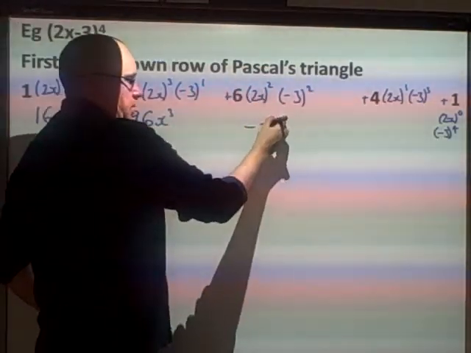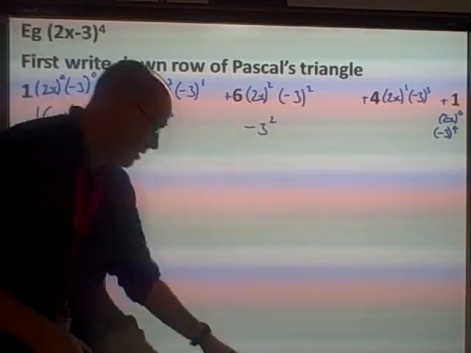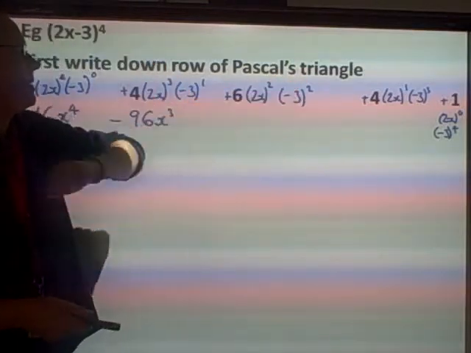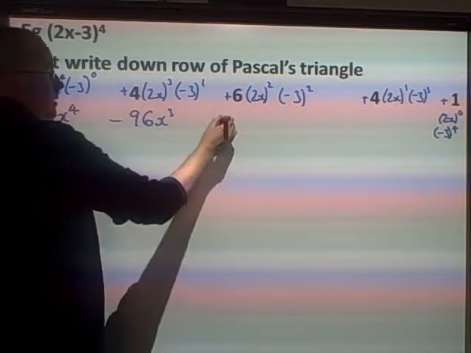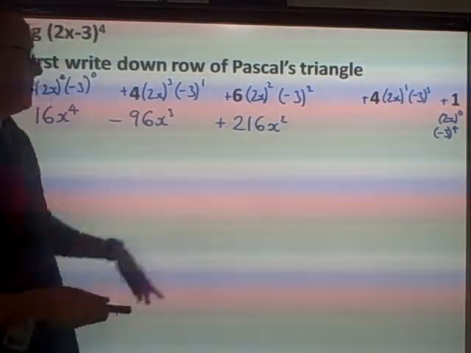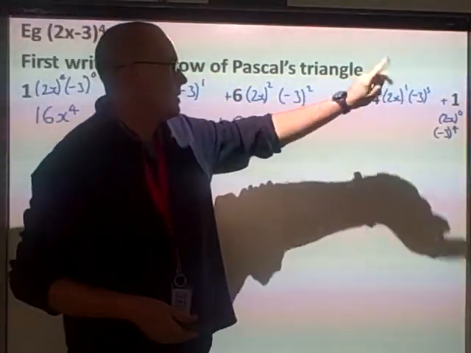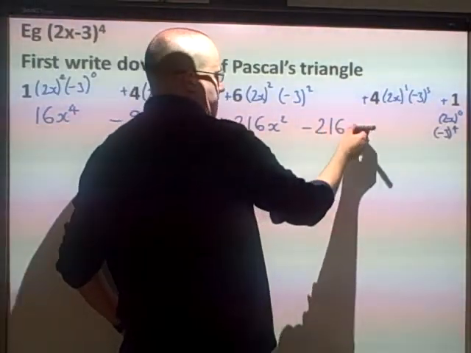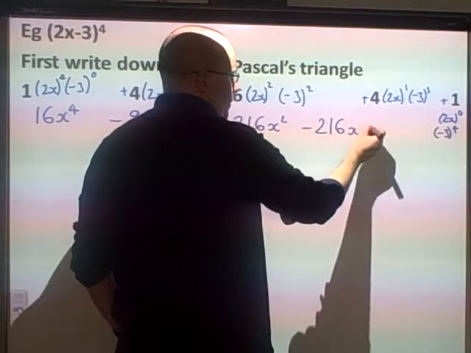If you put this, then it's going to do order of operations first and get 9 and then make it negative. So another good reason we put in parentheses around this. So negative 3 squared is 9, times 2 squared, times by 6. And that's going to give us 216x squared. Negative 3 cubed is negative 27, times 4 is negative 108, times 2 is also 216, but negative. And for our last one, this is both 1, negative 3 to the 4 is 81.